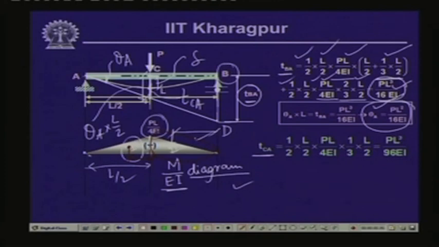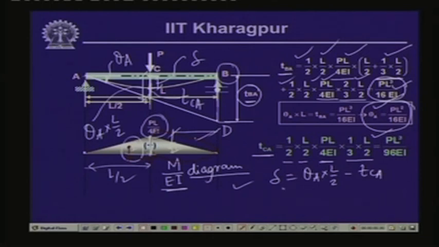So, the area of the M by EI diagram between A and C is half times L by 2 times PL by 4 EI, and if we take the moment of this particular area with respect to point C, the distance is 1/3 of L by 2, and this gives us a value of PL cube by 96 EI. So, the value of delta, as I said, is equal to theta A multiplied by L by 2 minus TCA.